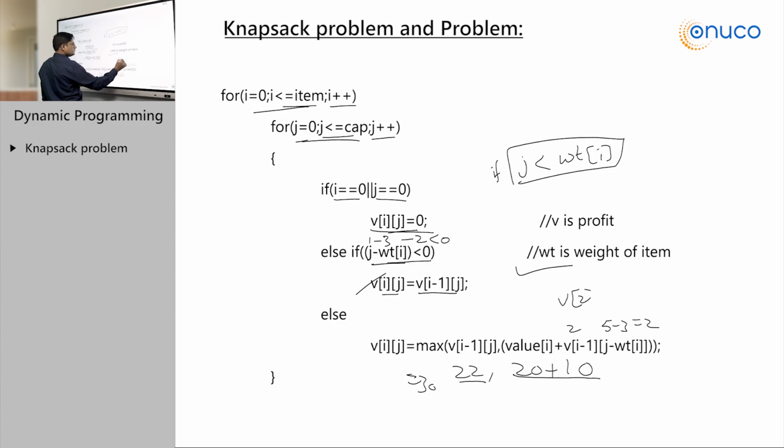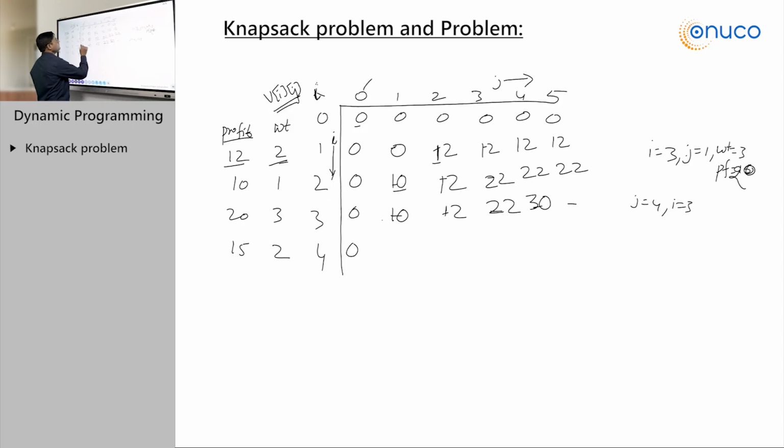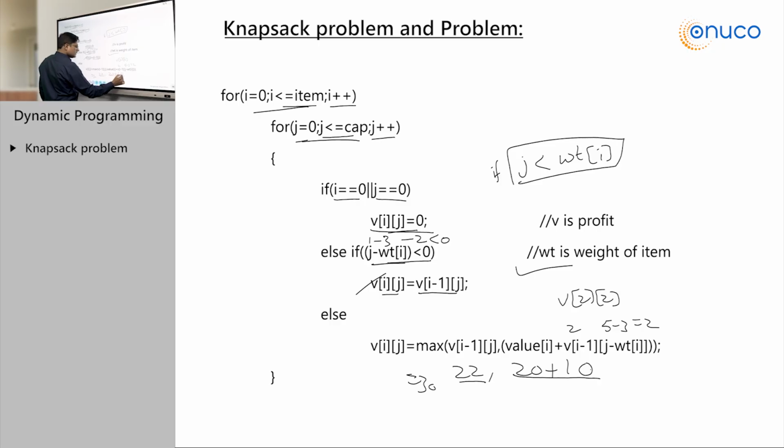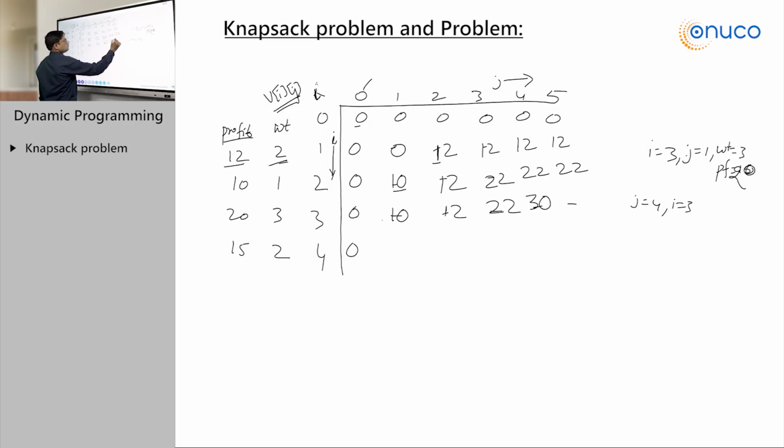V of 2, 2. What is the value that will get added here? V of 2, 2 is 12. So this 12 will get added. Here it is 12. So 20 plus 12 is 32. So we are going to write it here, 32.